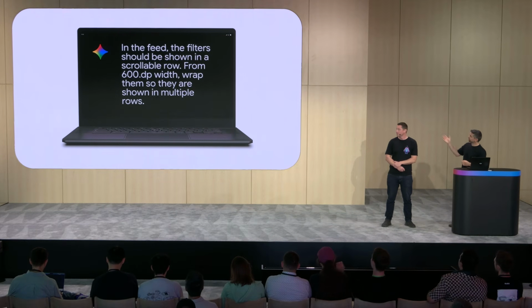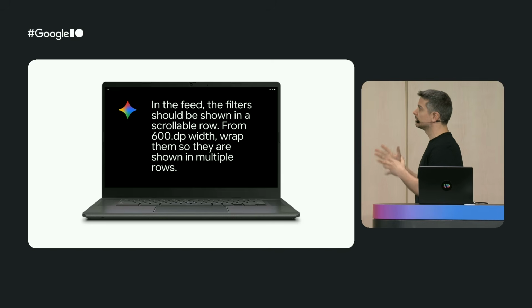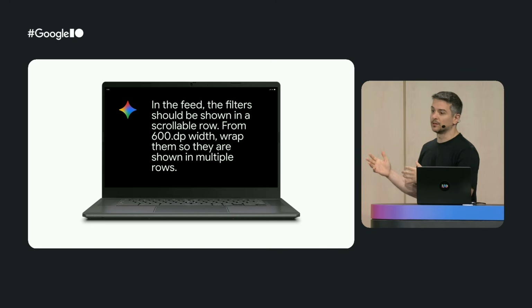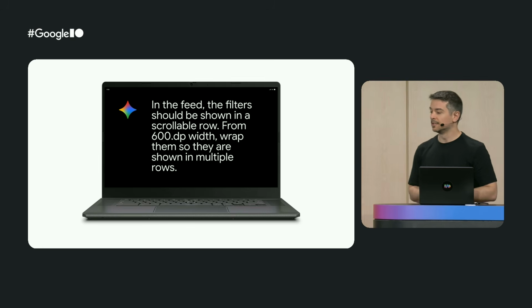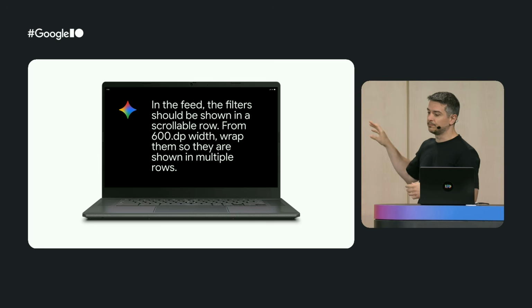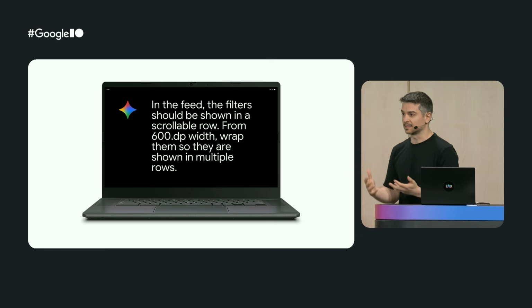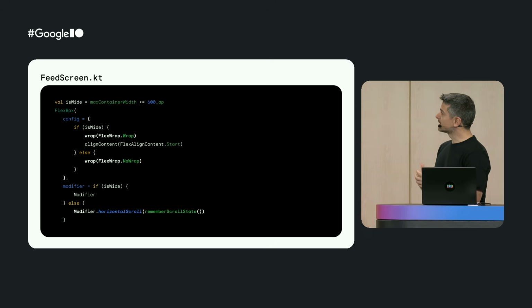In the feed, the filters should be shown in a scrollable row, but from 600 dps width, wrap them so that they are shown in multiple rows. Note that I'm using 600 dps here instead of a window size because I'm talking about container size. And this is the result.